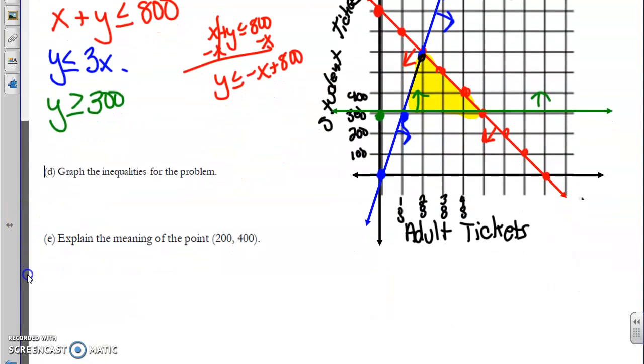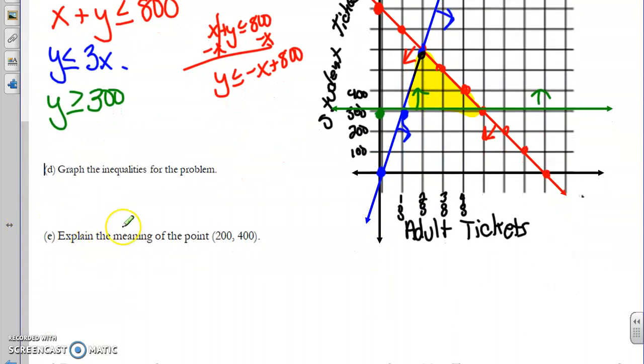Next question. Explain the meaning of the point 200, 400. So I'm going to take 200, 400 and put a dot right there. Where did this dot fall? It fell in my shaded area. So when we did this with Naomi, does that mean she can or cannot? If it's in the shaded area, that means she can. So what this means is that the math team can sell 200 adult tickets and 400 student tickets.